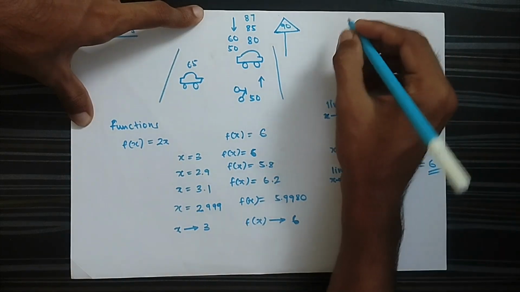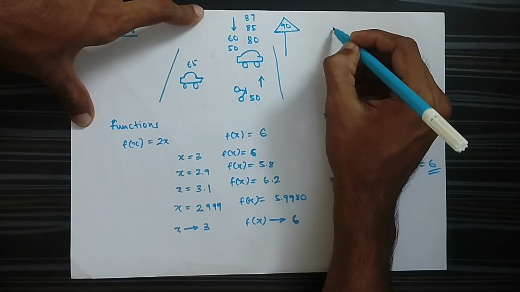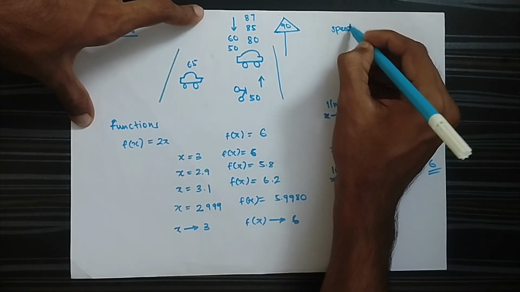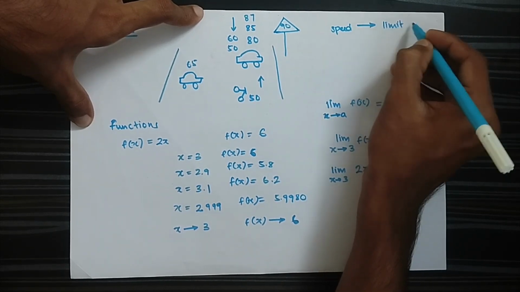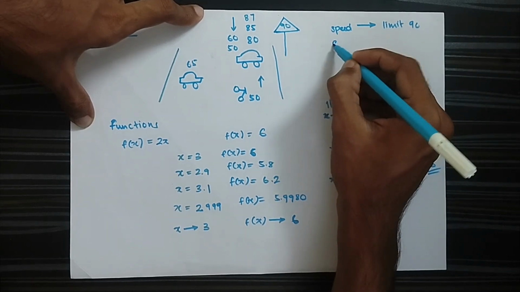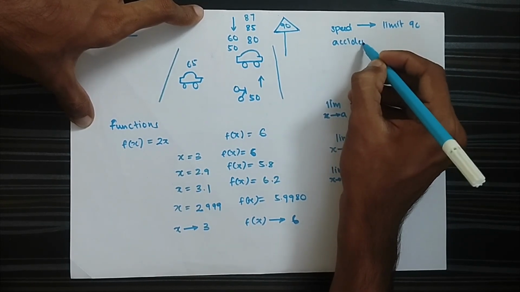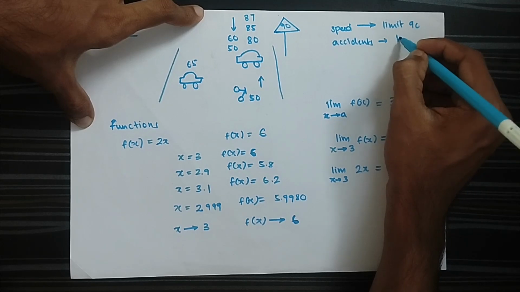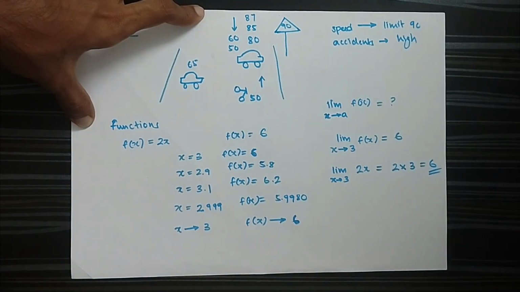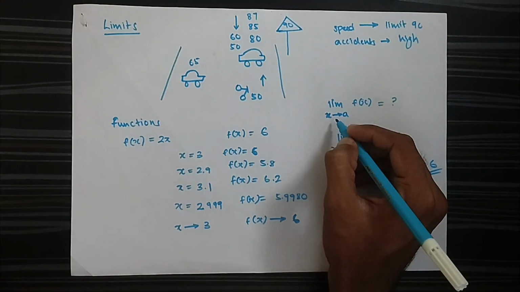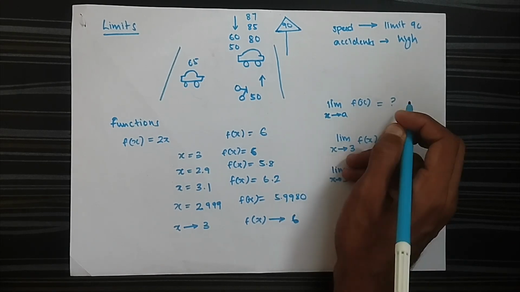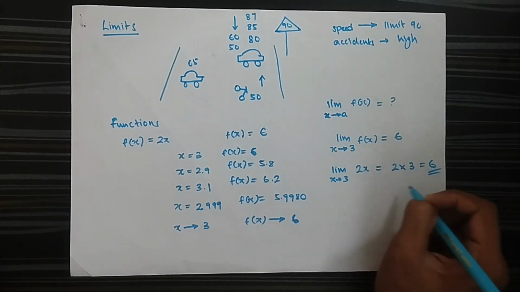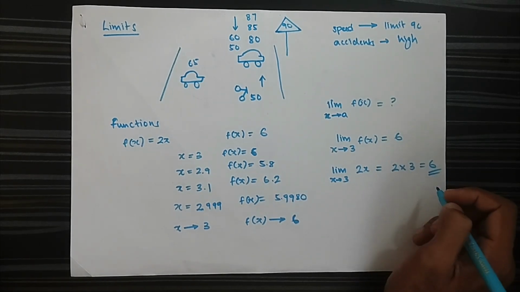So we know as speed tends to the speed limit 90, accidents tend to be really high. In the same case, as the input tends to a number, we can find the value of the function that it tends to. And in this case, we can say it tends to 6.